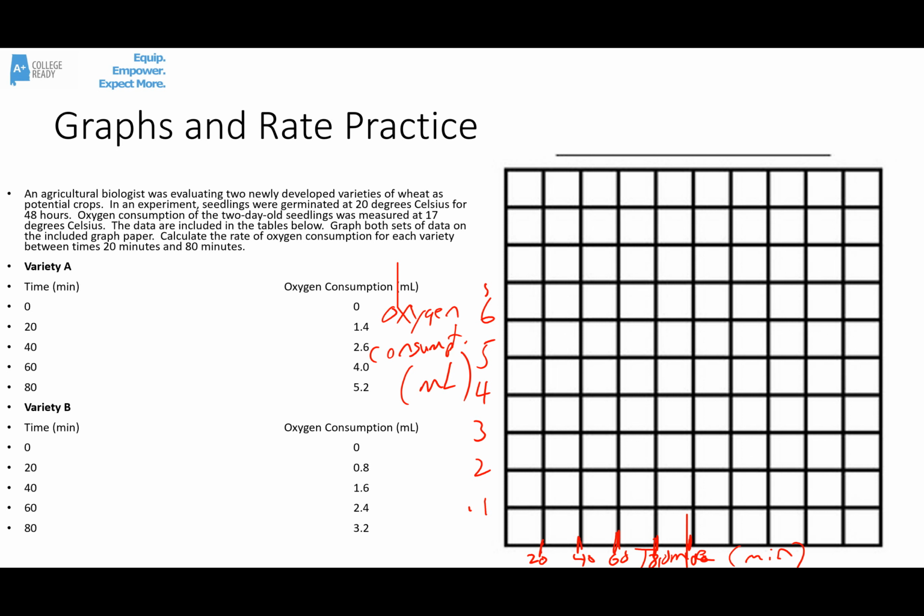And let's plot our points. Let's plot variety A first. So 0, 0. And then we go to 20 and 1.4. So go over to 20 and up to 1.4, somewhere right there. And then let's go 40, 2.6, so somewhere right in there. Over to 60 and up to 4. And then over to 80 and up to 5.2.